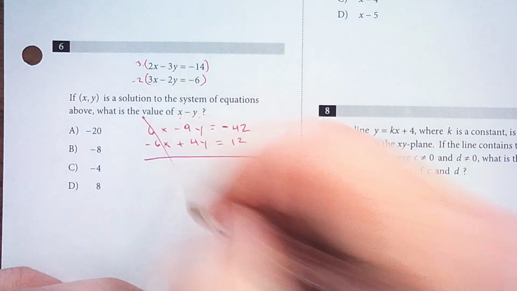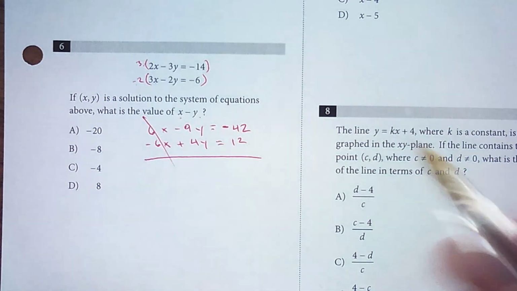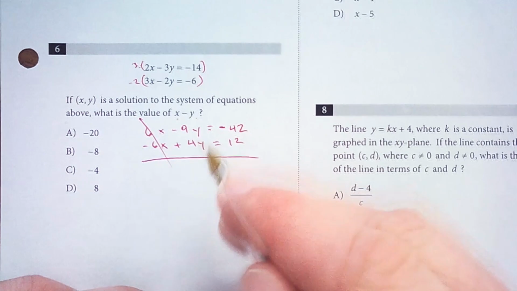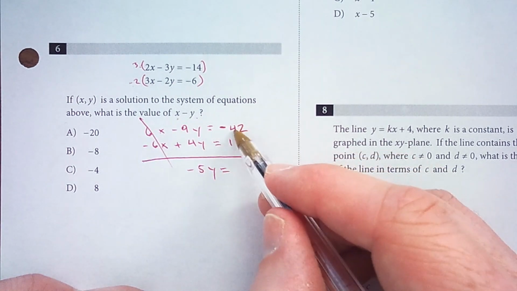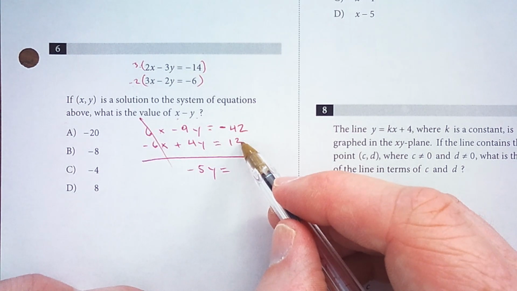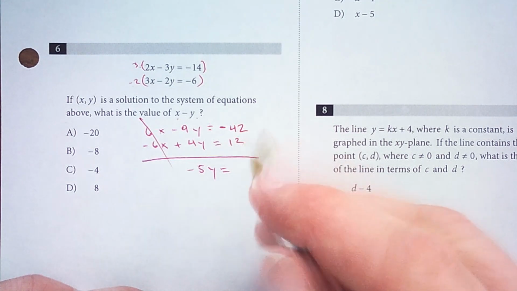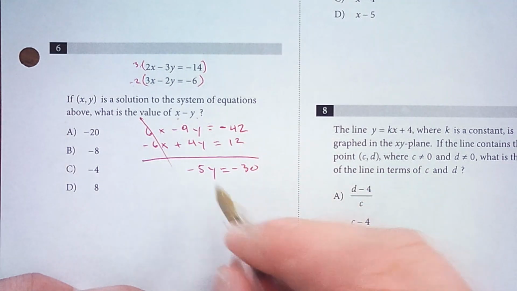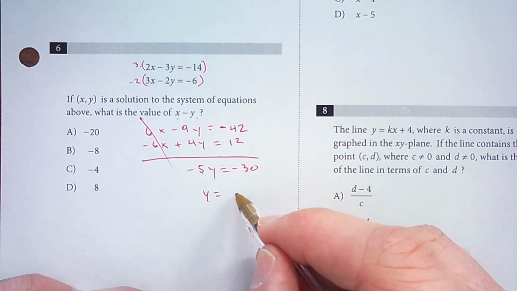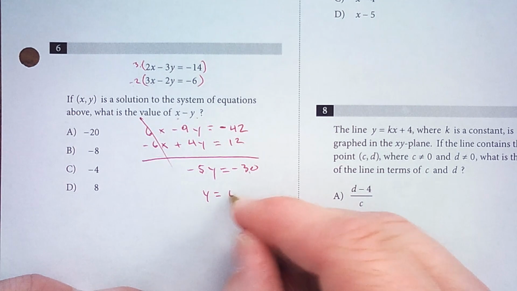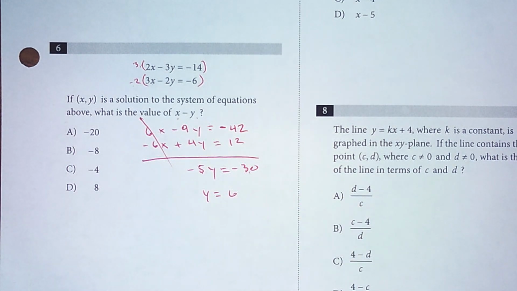Now, when I combine these, the x's will cancel. Negative 9y plus 4y is negative 5y. And negative 42 plus 12, that's going to be negative 30. And then divide by negative 5. Negative divided by negative is positive. 30 divided by 5 is 6. So I find that y equals 6.